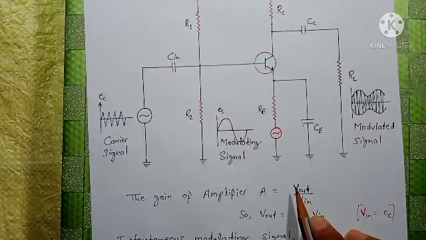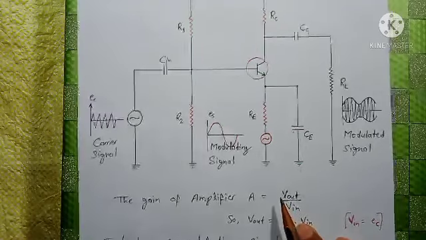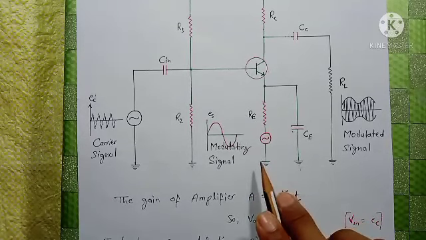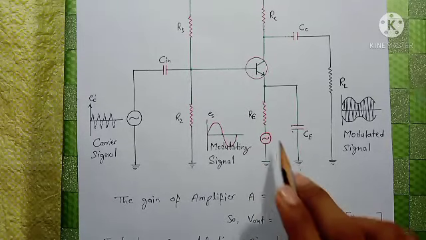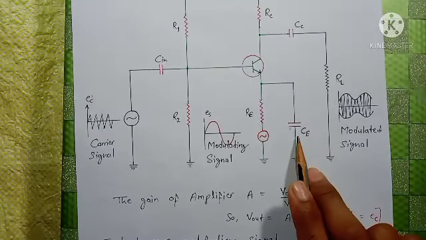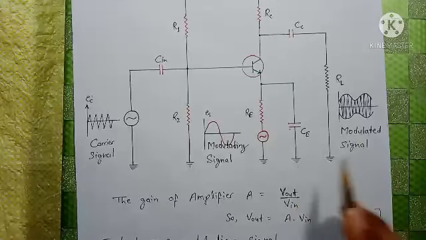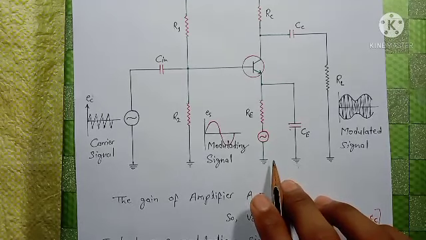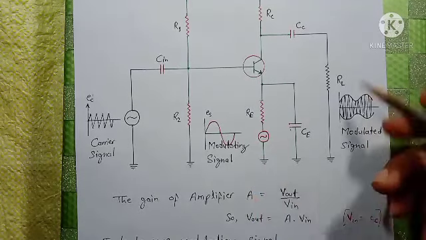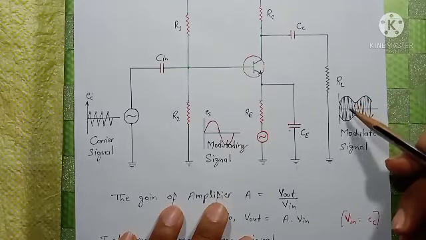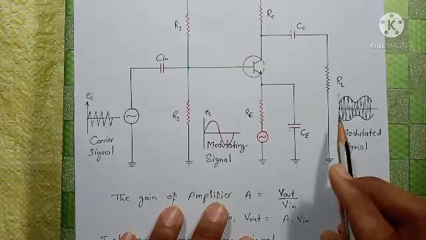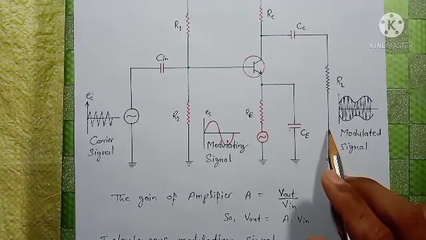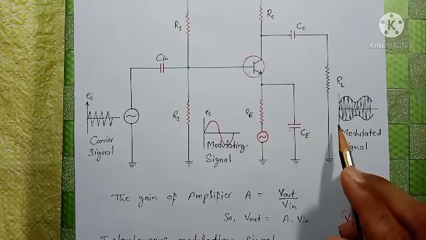Here the modulating signal is part of the biasing circuit, and it produces a low frequency variation in the emitter circuit. So the output is that the amplitude of the carrier varies in accordance with the strength of the signal. So we get modulated output across the load resistance RL. Here only the modulating signal should influence the voltage gain A. I repeat it, here only the modulating signal should influence the voltage gain A.